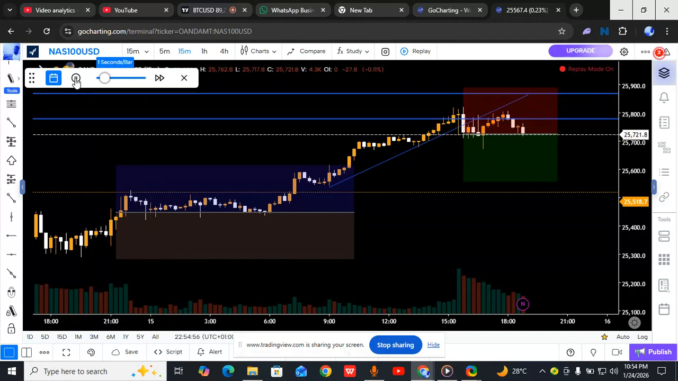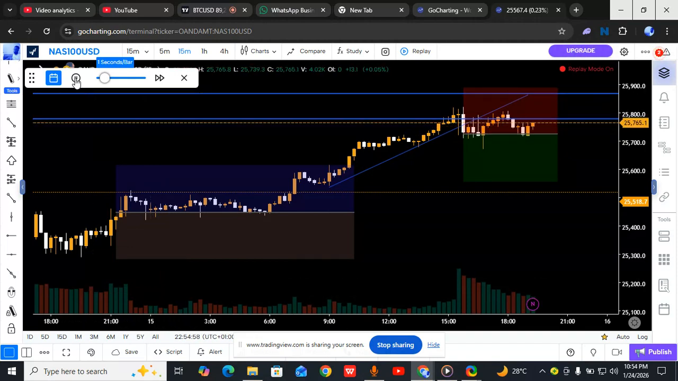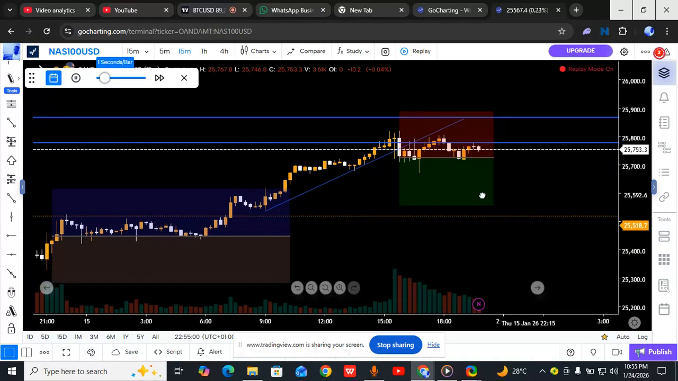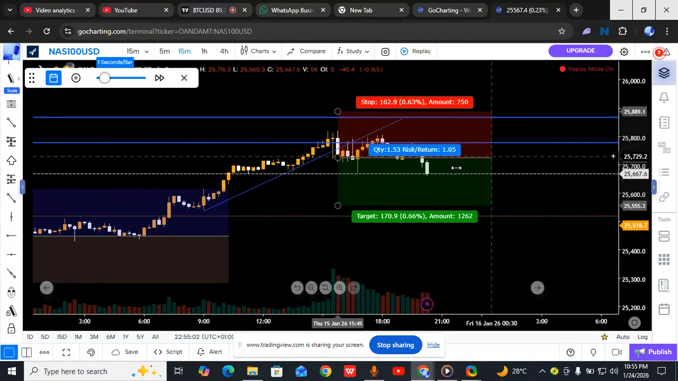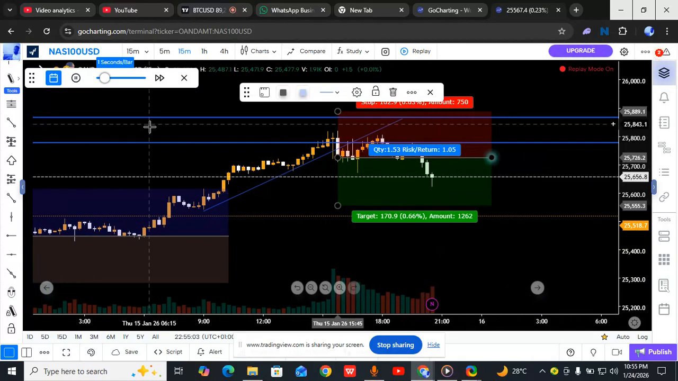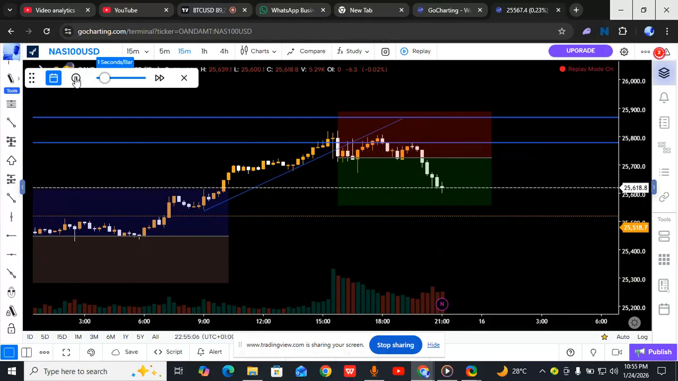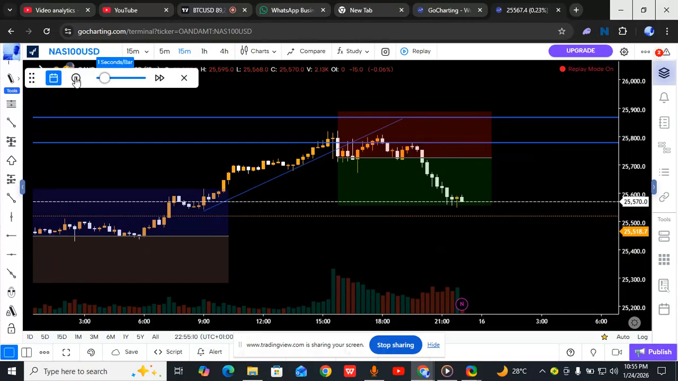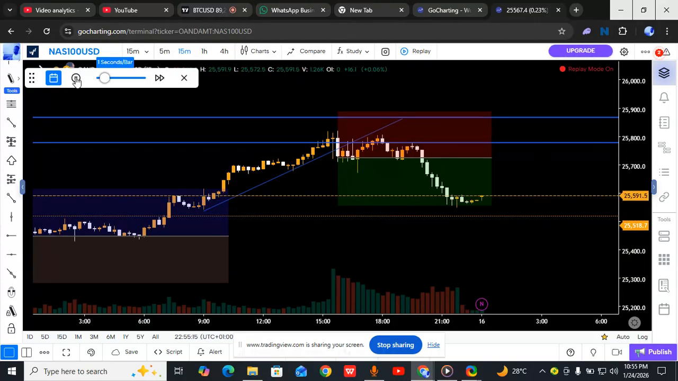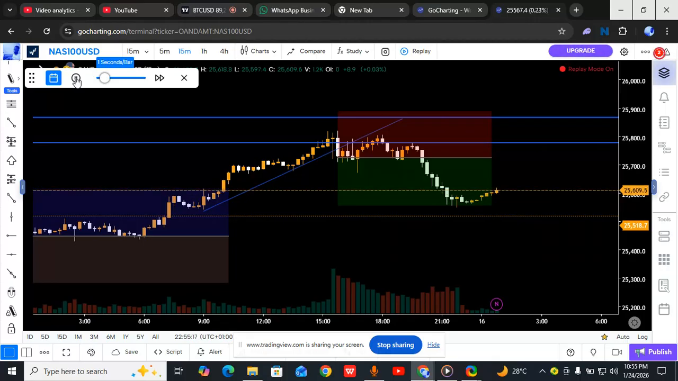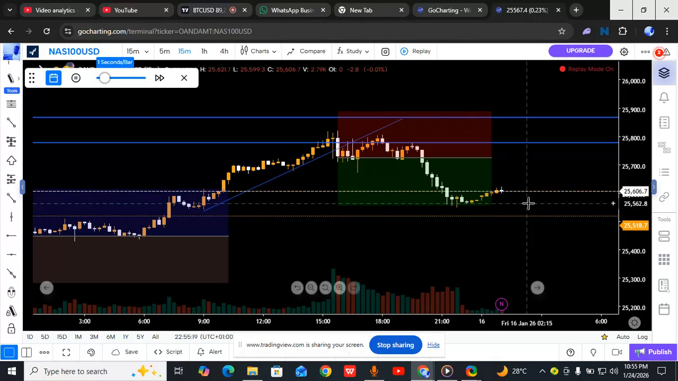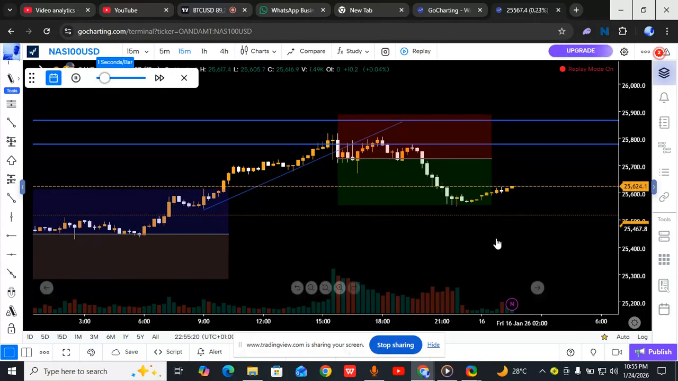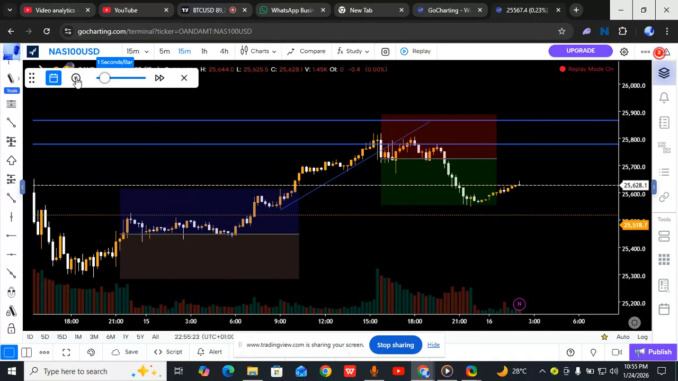So price went to that neckline, rejected again, which is another confirmation that we have strong rejection at that point. So like I told you, Nasdaq trading is boom, TP has been taken. Trading Nasdaq using this strategy is very, very fast, very, very easy, very, very simple.